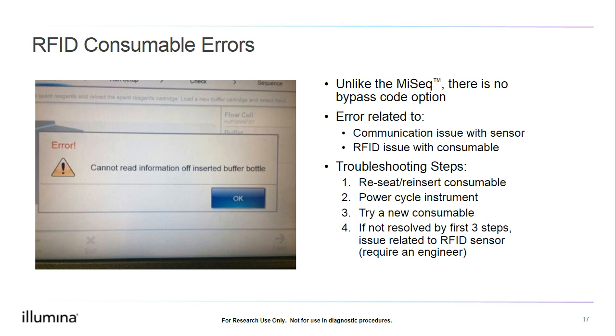If observed, reseat or reinsert the consumable. If the issue persists, power cycle the NextSeq to restore a possible communication sensor issue. If reseating and power cycling do not resolve the RFID error, load another consumable. If none of these resolve the issue, this could indicate the RFID sensor on the instrument is not working and a field service would be required.